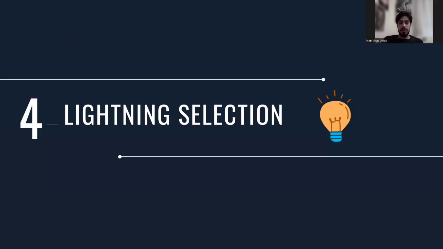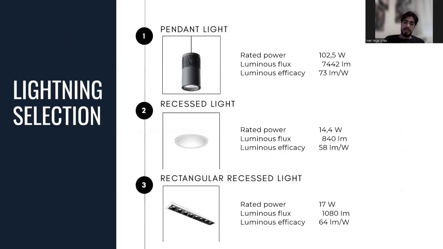Lighting selection. We work with three luminaires. This is the pendant light, which has the highest rated power. It is around 100 watts, the power value reflected on the NEC. And this has the most luminous efficacy, more lumens per watt.